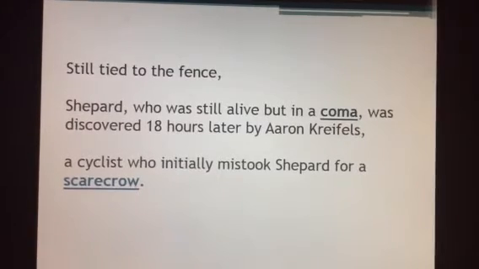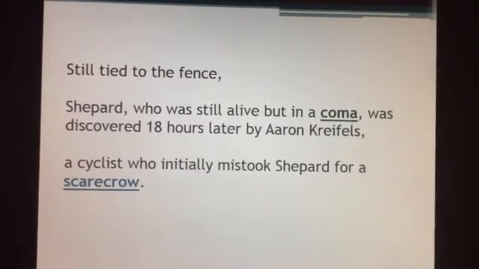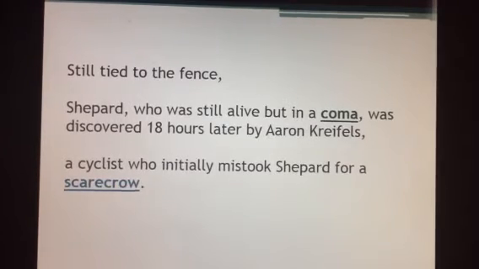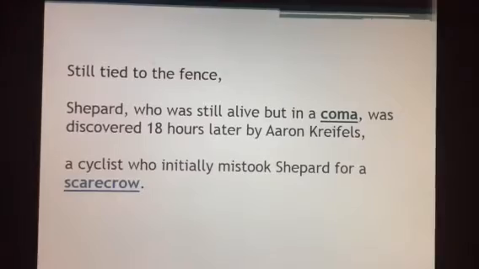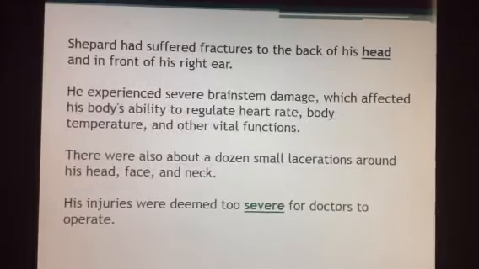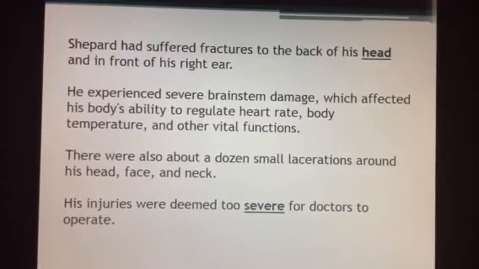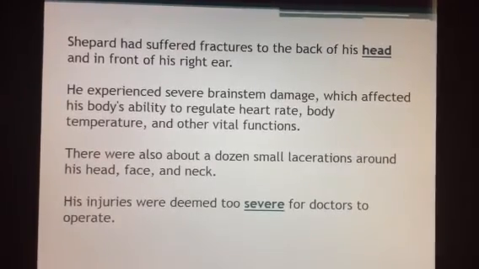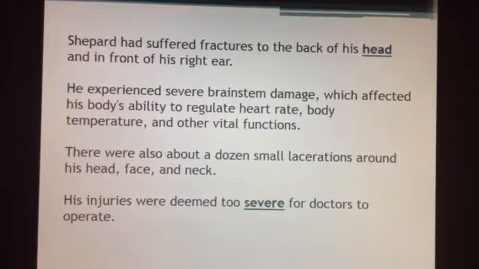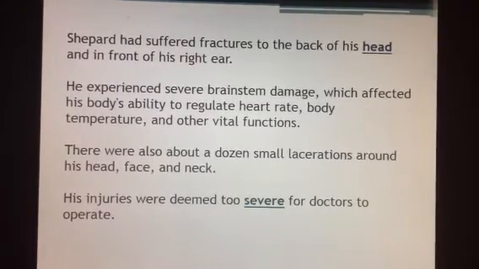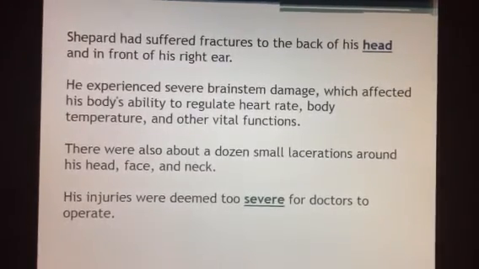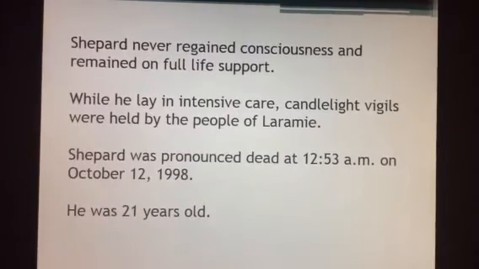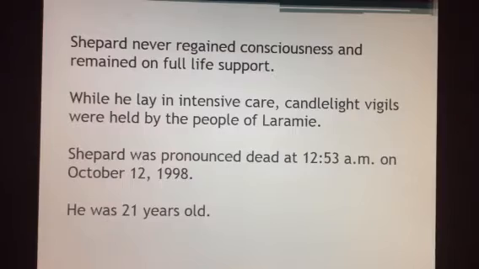Still on the fence, Shepard, who was still alive but in a coma, was discovered 18 hours later by a cyclist, Aaron Kreifels, who initially mistook Shepard for a scarecrow. Shepard had suffered fractures to the back of his head, in front of his right ear, brain damage affecting his ability to regulate the heart, body temperature, other vital functions, cuts around his head, neck, and face. He never gained consciousness and remained on full life support.